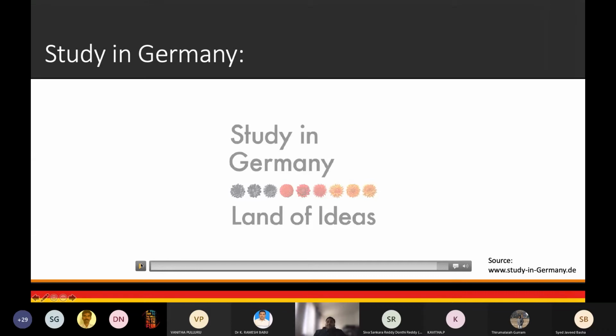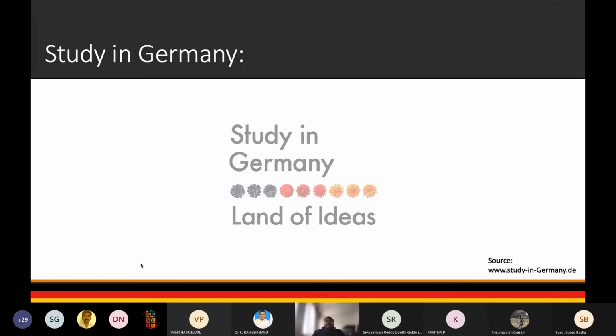So it's always called the land of ideas. Today I'm going to talk about the advanced technologies and some analysis, considering one of the Asian countries and a case study. I will try to show a gap analysis and how to address it. Now I am going to talk about the different opportunities which Germany is offering.